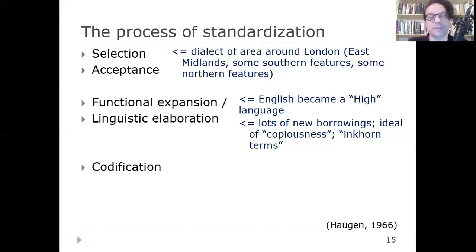So we have lots of new borrowings in the case of English. We, for a time, had the ideal of copiousness, which means that the English language should be a copious language. It should have a big vocabulary. It should have many, many words. This also led to the inkhorn terms debate that we're going to hear a little tiny bit about later.